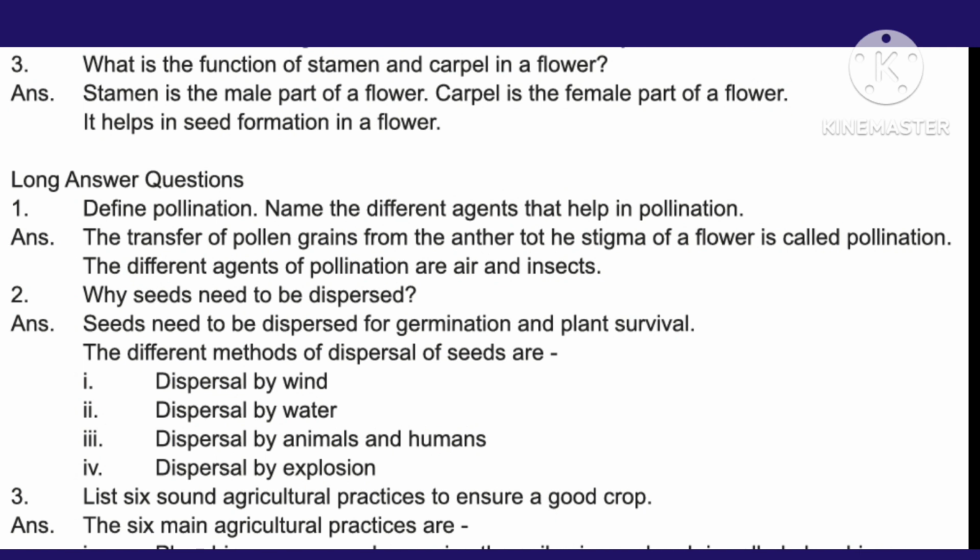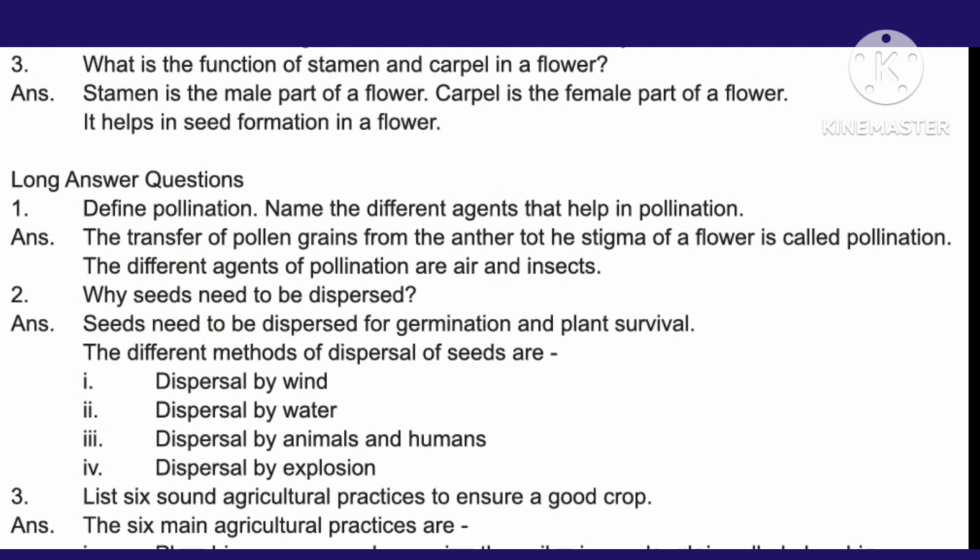Long answer questions. First, define pollination. Name the different agents that help in pollination. Answer, the transfer of pollen grains from the anther to the stigma of a flower is called pollination. The different agents of pollination are air and insects.